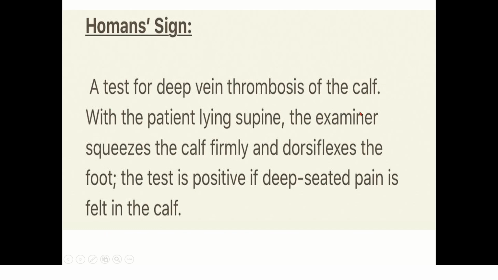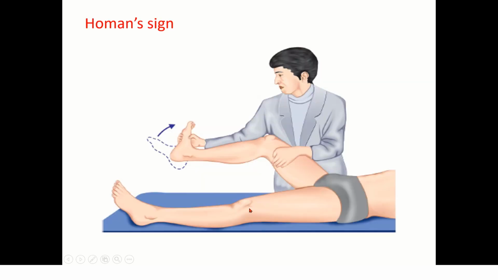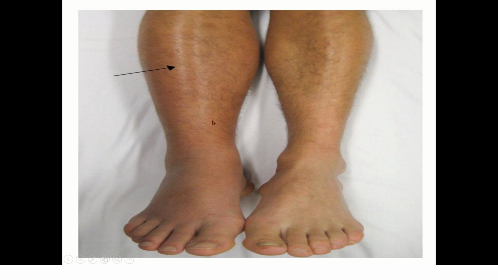This is a test for deep vein thrombosis with the patient lying supine, and the examiner squeezes the calf firmly and dorsiflexes the foot. The test is positive if deep-seated pain is felt in the calf. You can see the deep vein thrombosis, how the skin appears in a DVT.